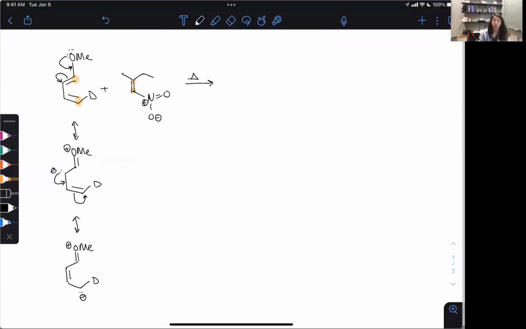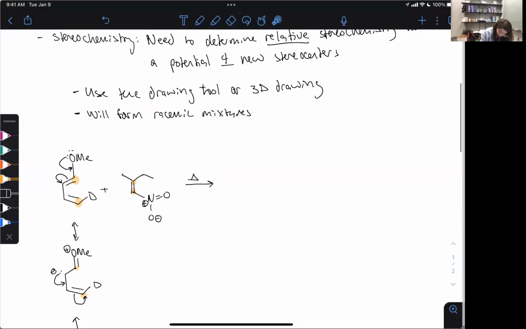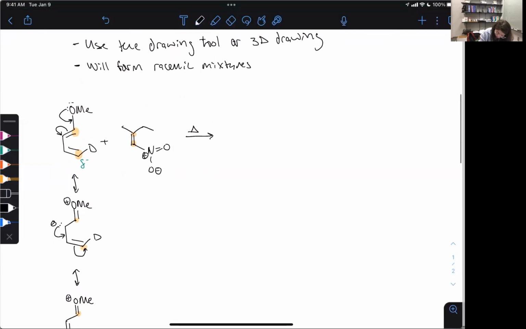Okay, so now we can see what's going on here. If I'm looking at these two carbons, on this carbon I ended up with a negative charge. So that means that if I go up here, this is delta negative. So that's where I want to have my delta positive connect to. All right, so now let's go ahead and move on to the dienophile.